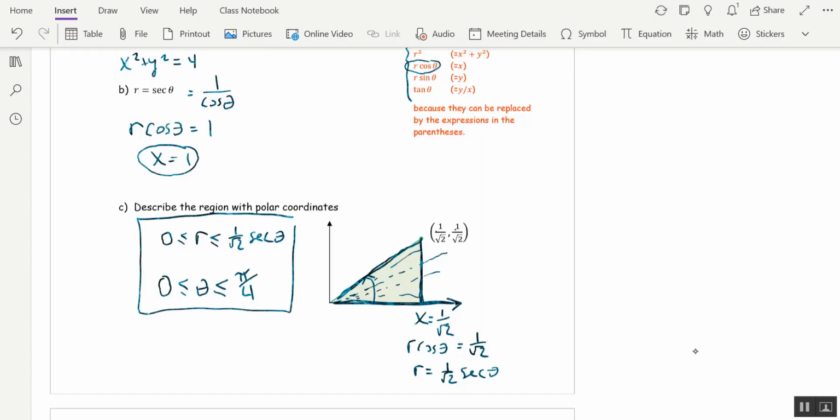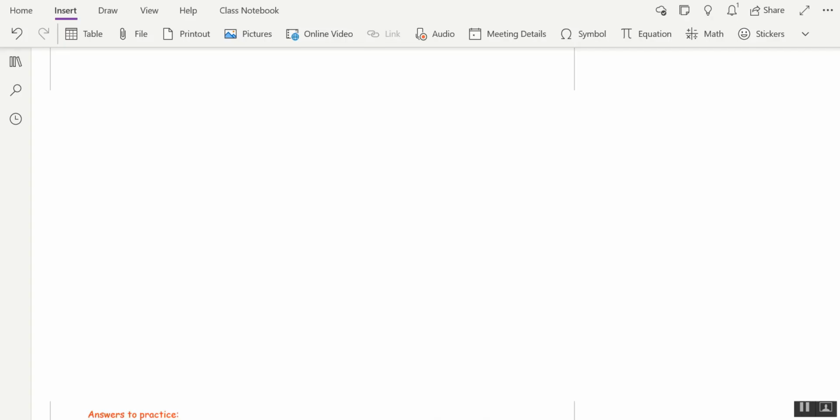Let's say you couldn't see the angle right off, let's say it wasn't something as easy as pi over 4, you could always use tangent theta is y over x. In this case, that would give me tangent theta is 1. And then I'd know, oh, I'm looking for the angle in quadrant 1 whose tangent is 1, and I would come up again with pi over 4. Okay, and that's the end of this section.